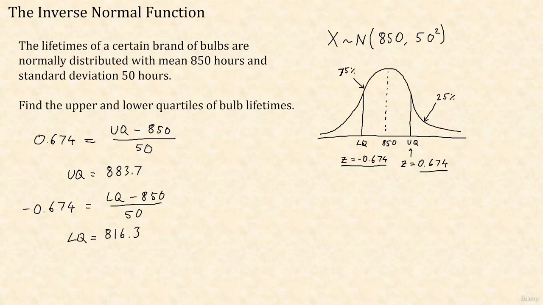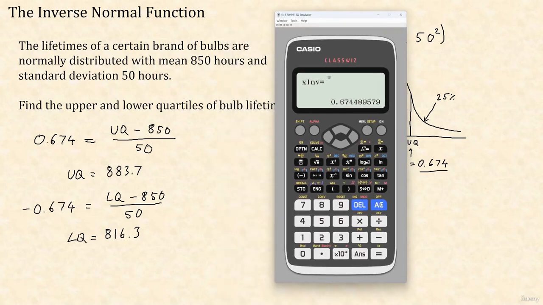Remember, you can use your calculator to check this directly. All we'd actually need to do is go back to our inverse, go with an area of 0.75, and we can actually just use the standard deviation from the question and the mean from the question, and we get our 883.7, and we could just change the area to 0.25, 25%, to get the lower quartile as well. Remember, this is a check. You need to show your working to get the marks in the exam, but it's a great way to check.